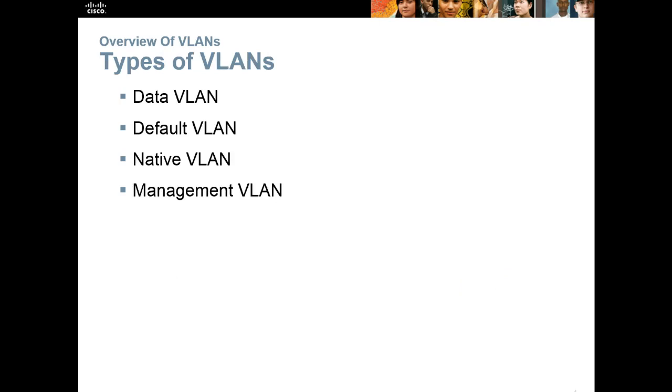Now there are different types. There's the data VLAN, default, native, and management. You don't have to worry too much about these terms. Well, they'll be defined throughout the chapter. But the management VLAN will be doing some work in, and the native VLAN will be setting that up. But the default VLAN is the VLAN that comes out of the box.